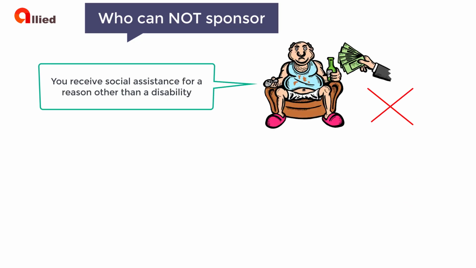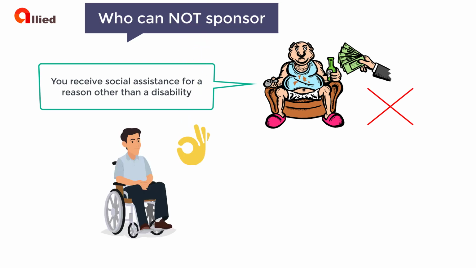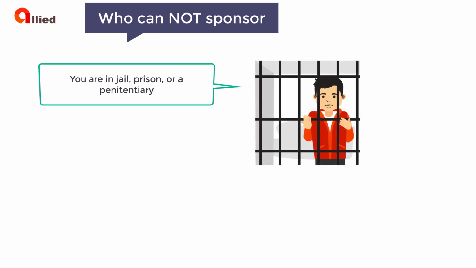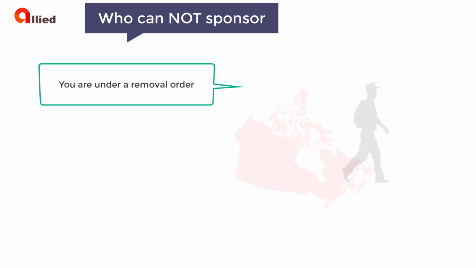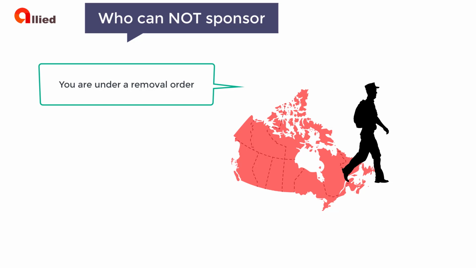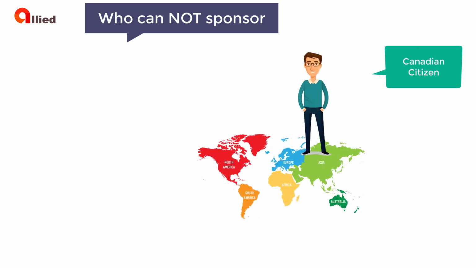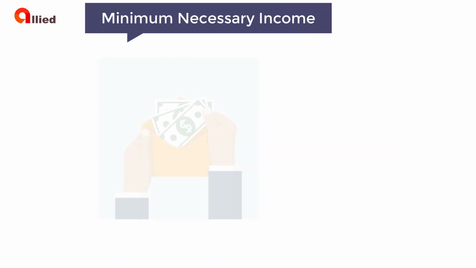You received social assistance for a reason other than a disability. You were convicted of a violent or sexual offense, or an offense that caused bodily harm to a relative, or you attempted or threatened to commit any of these offenses. You are in jail, prison, or a penitentiary. You are under a removal order. You are a permanent resident living outside Canada. If you're a Canadian citizen living outside Canada, you may still be eligible to sponsor, if you can show that you plan to live in Canada when the persons you want to sponsor become permanent residents.